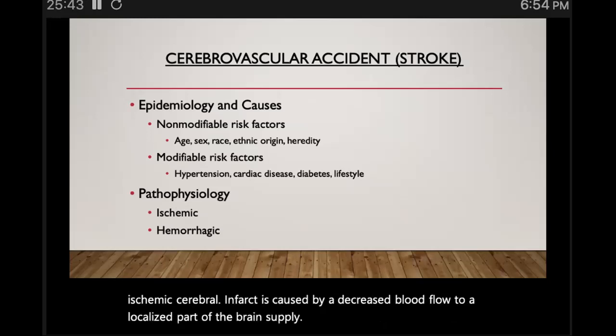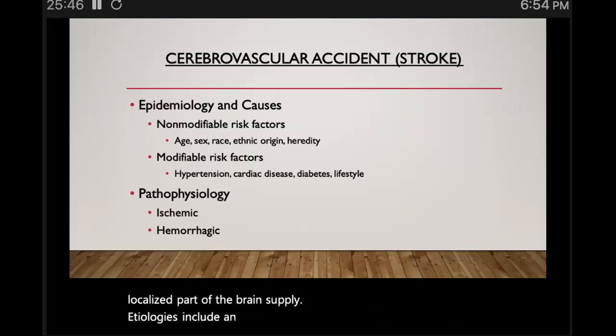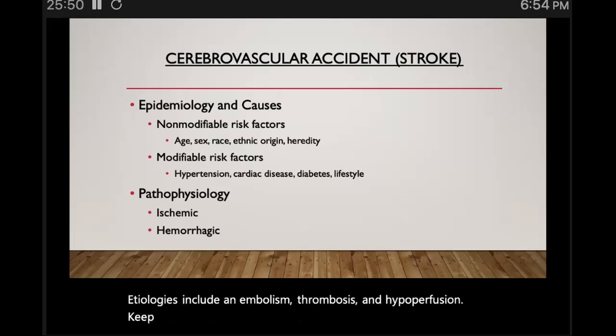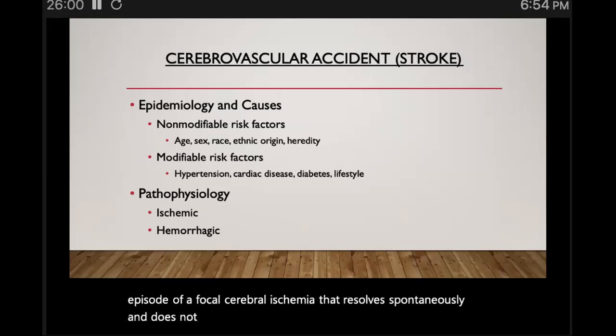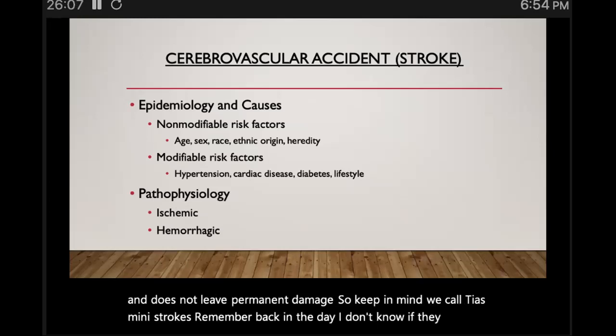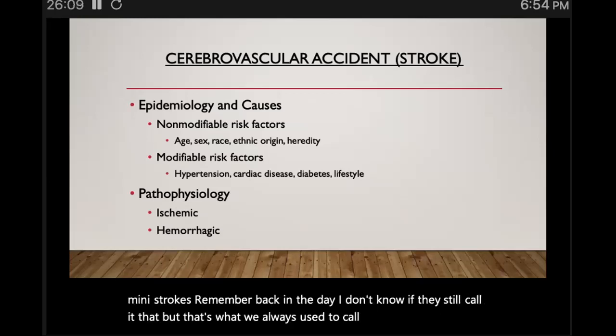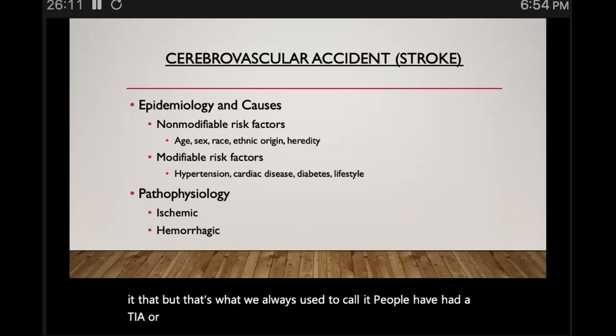Etiologies include an embolism, thrombosis, and hypoperfusion. Keep in mind, a TIA, or a transient ischemic attack, is a temporary episode of a focal cerebral ischemia that resolves spontaneously and does not leave permanent damage. So keep in mind, we call TIAs mini strokes. Remember, back in the day, I don't know if they still call it that, but that's what we always used to call it. People who've had a TIA are at higher risk for future strokes.